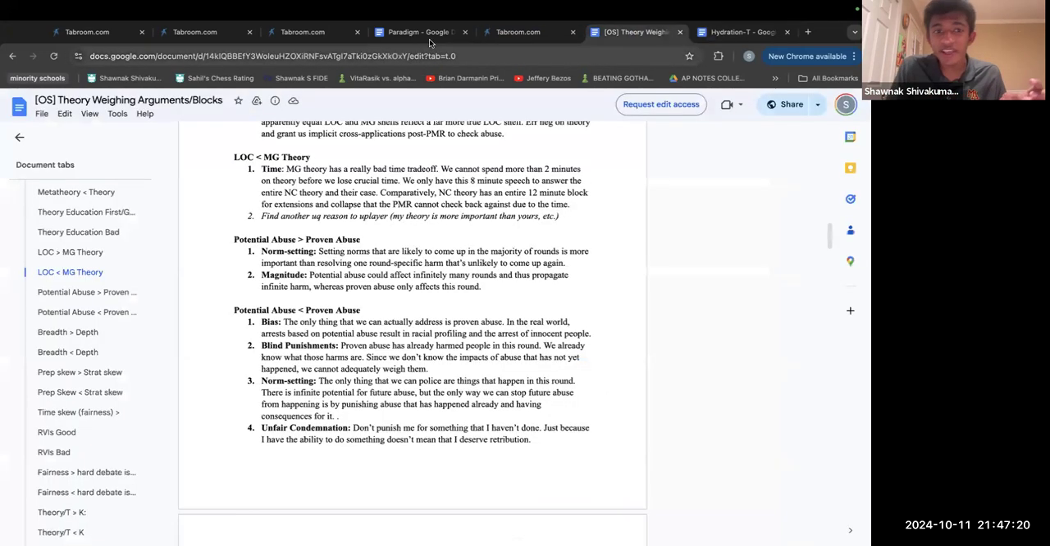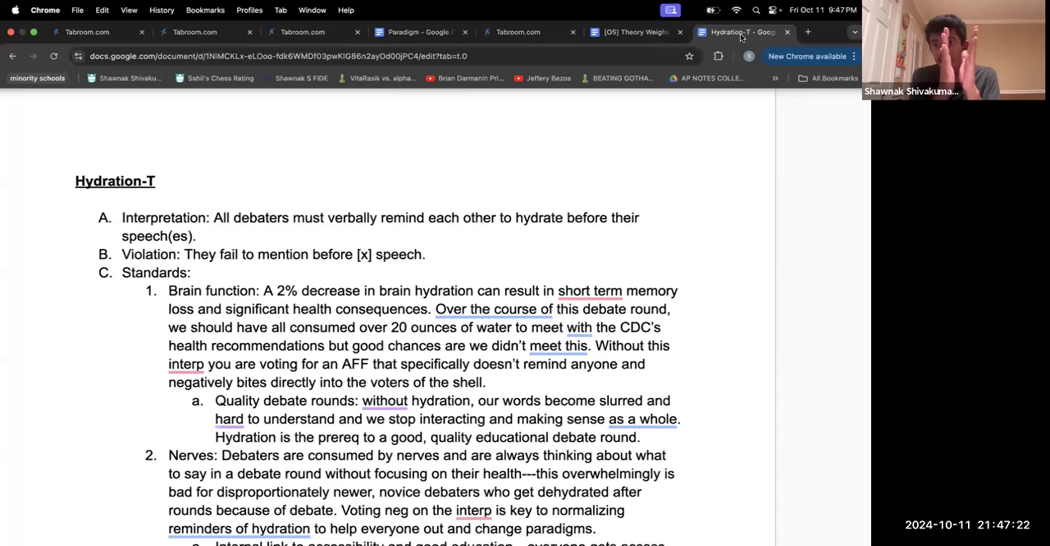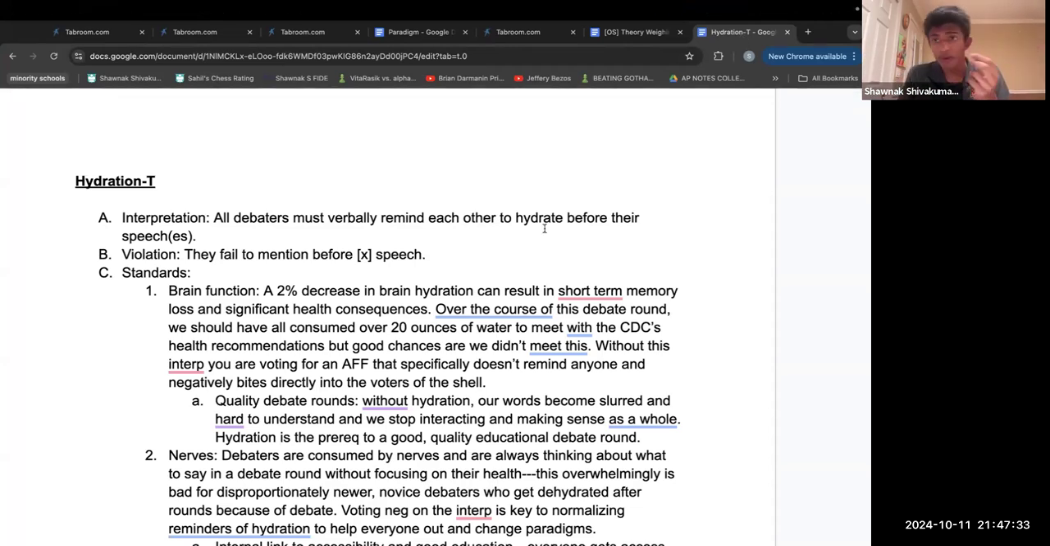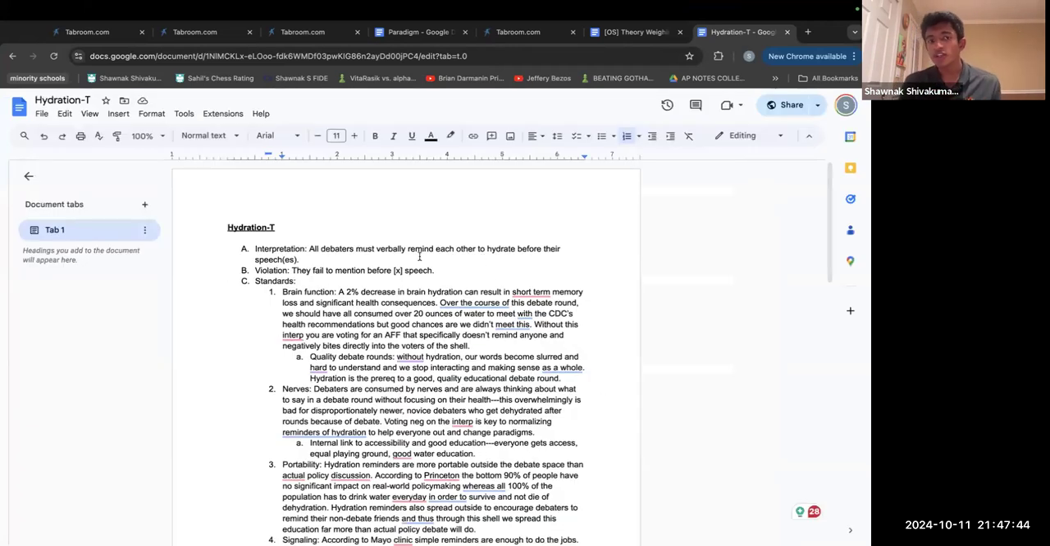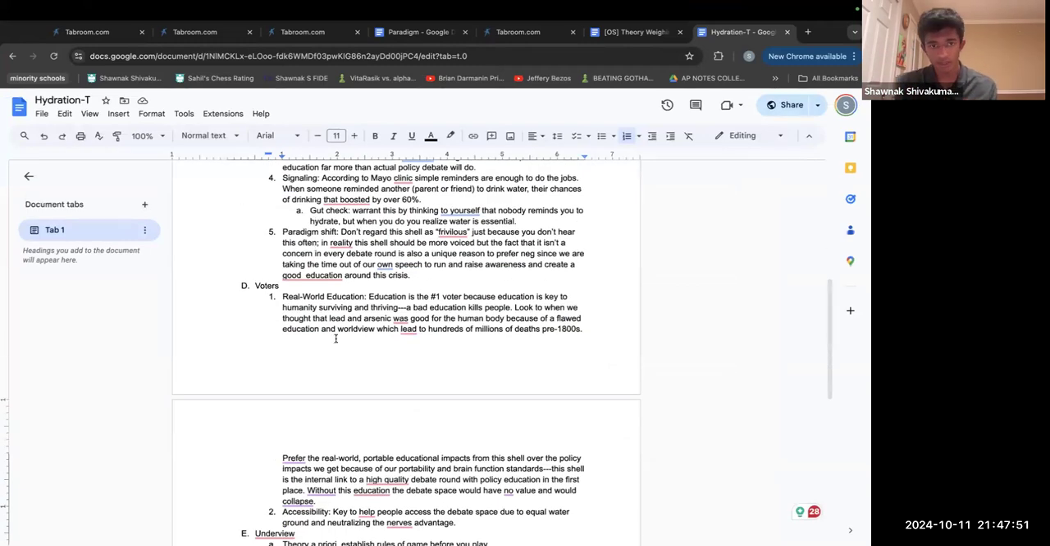So you can see how theory can be stretched from tangible, legitimate abuse to nonsensical arguments. But where's the line between nonsensical and not nonsensical? We don't know that. A lot of people argue there's no bright line. There's no line between legitimate and non-legitimate theory. So just know that you can come with any interpretation, any violation, any standards, and then voters and your underview.